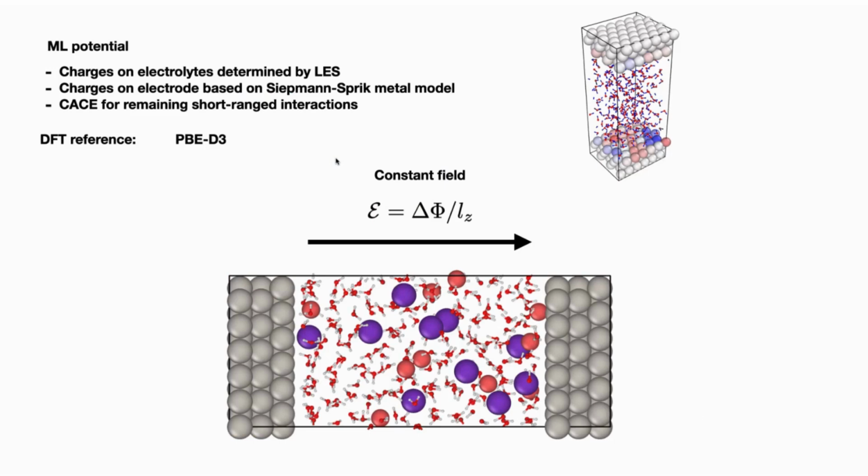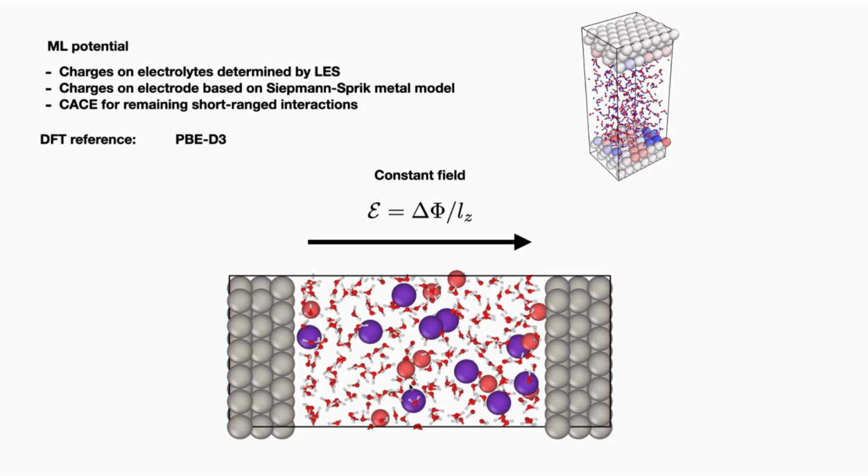Okay, so in the last 5 or so minutes, I'm going to go through another example, the latest application. This is about the electric double layer, the electrified electrolyte interface. Our system looks like this: we have two metal electrodes, which sandwich some electrolyte solution.